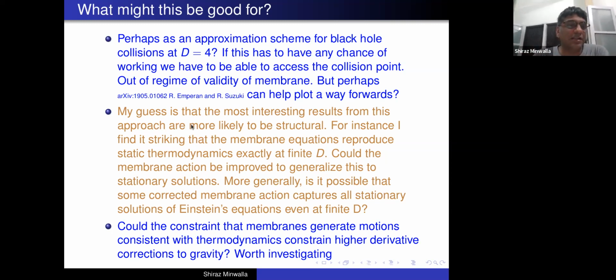Generally speaking, theoretically nice objects have uses that are not of this sort. My guess is that the most interesting results of this program, if they come to fruition, will be structural.